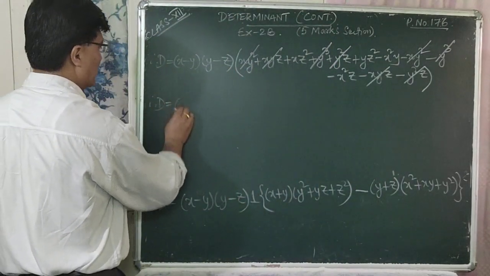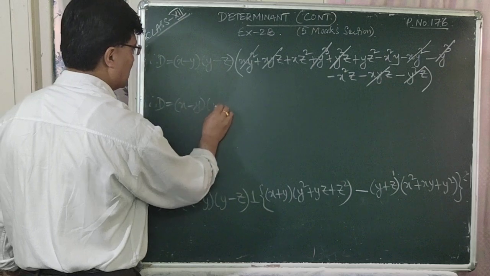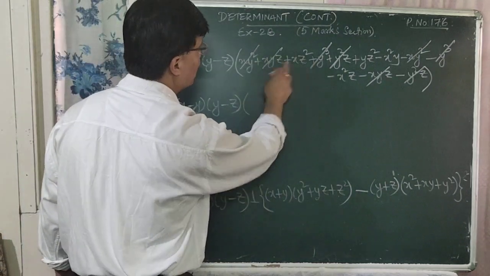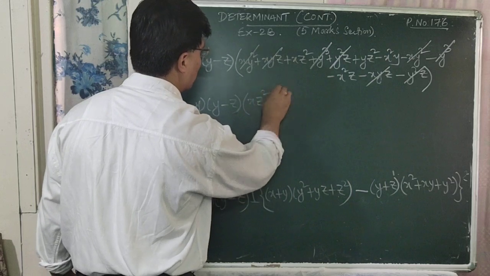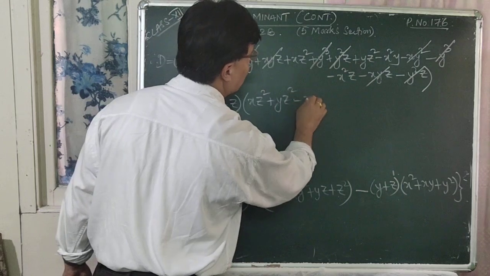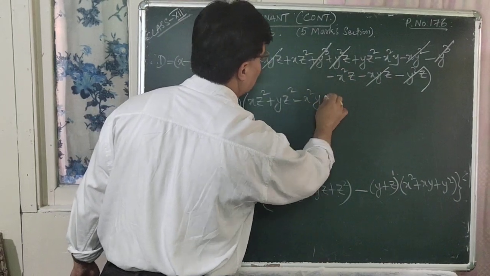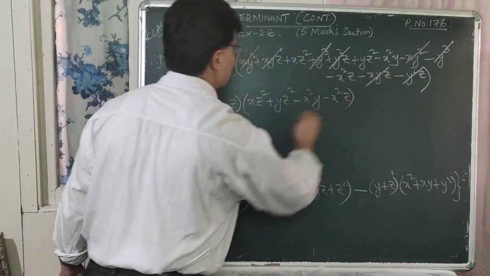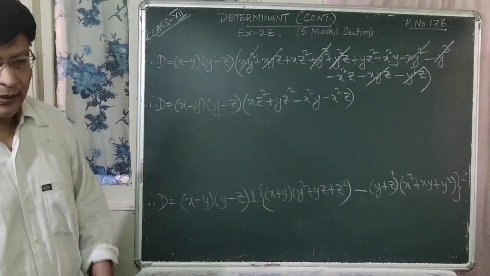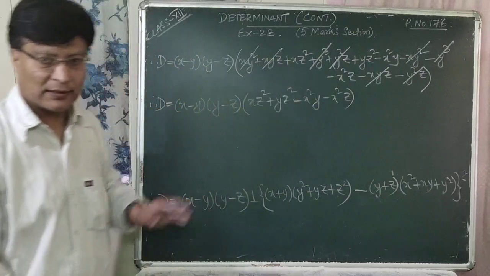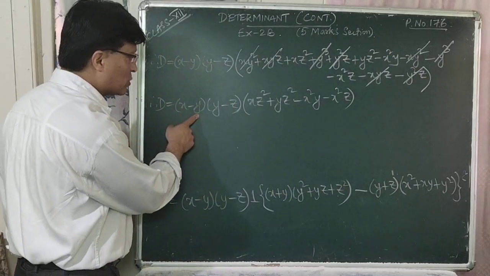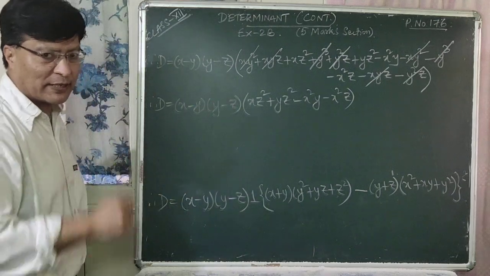Therefore D is equal to (x minus y) into (y minus z) into, now it is xz square plus yz square minus x square y, then minus x square z, right? So these are the remaining terms. Again you have to factorize it. If one of the factors is x minus y, y minus z, the other factor should be z minus x.